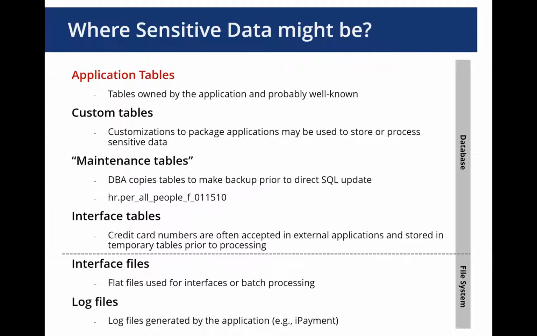One area that a lot of people don't look at very closely is where else might that sensitive data be stored. If you're running a package application, you may know exactly where in the package application sensitive data is stored. So if you're running, let's say, Oracle E-Business Suite Human Resources, you know in Human Resources the social security numbers are stored in the HR All People F table. Well, you may also have custom tables out there, so you may not be looking in all the locations. So when you're thinking about encryption and trying to protect all the sensitive data, make sure you're looking beyond the application. You're looking at the custom tables.